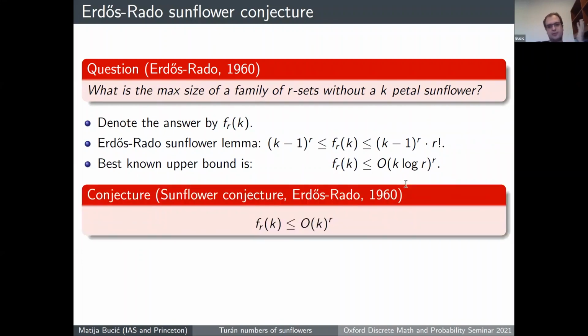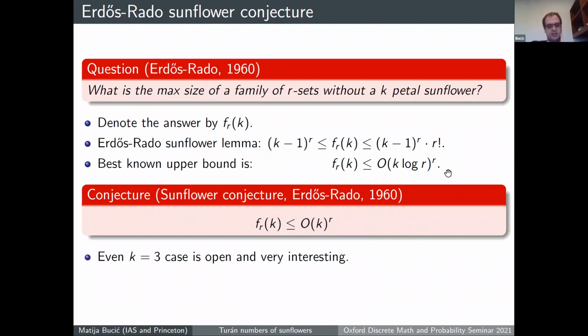And so if you want to compare the bounds, what's changed here is r factorial is roughly r to the r. And here the base was replaced by log r instead of having r. And the actual conjecture is that this lower bound is closer to the truth and that we should be able to replace this log r with a constant.